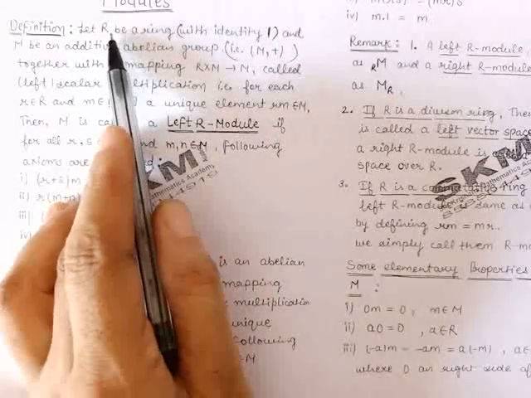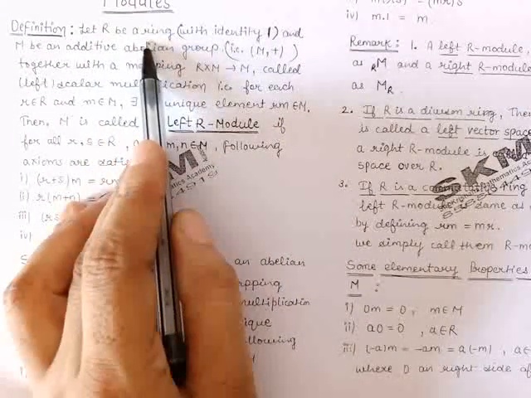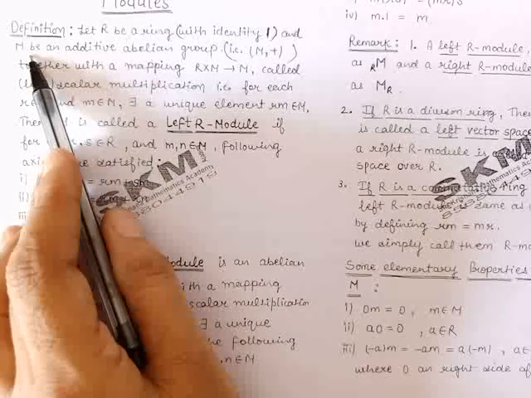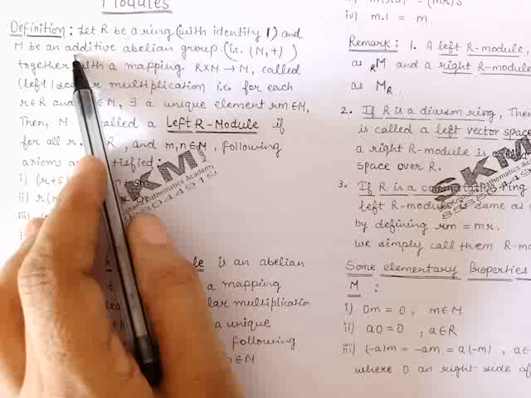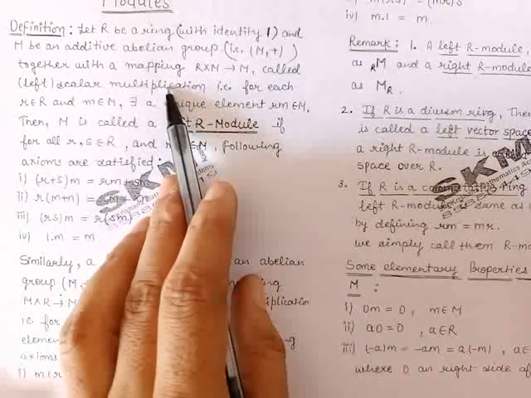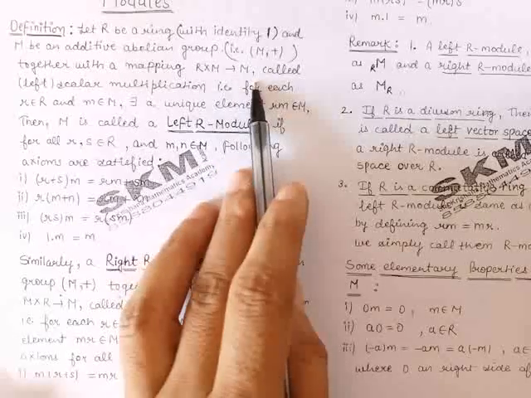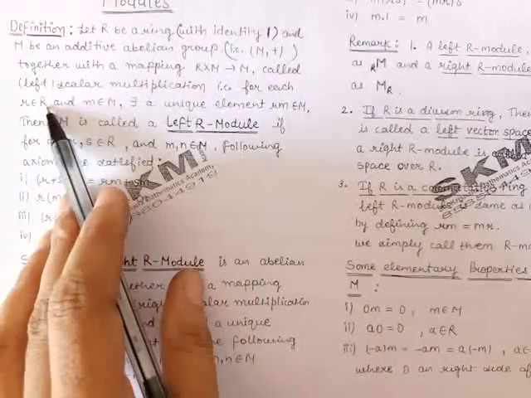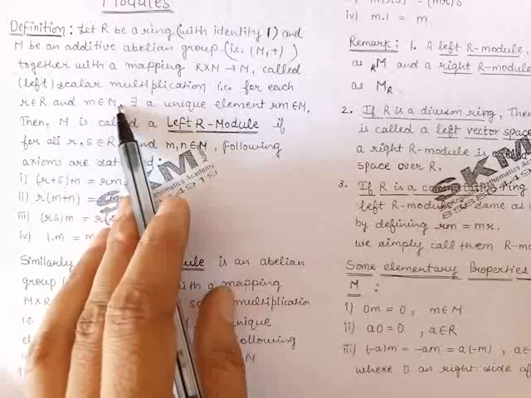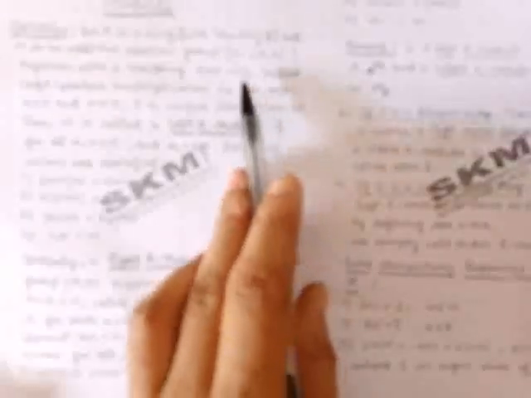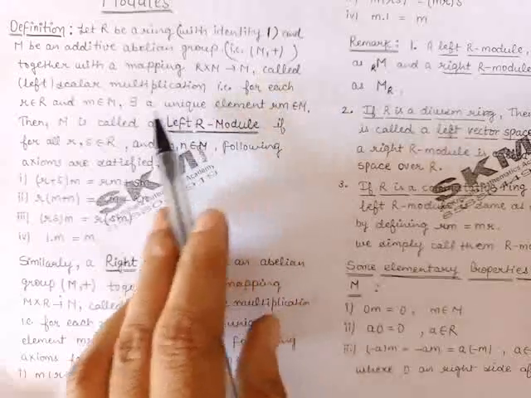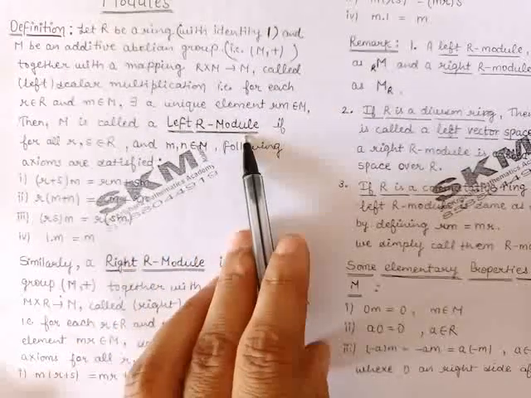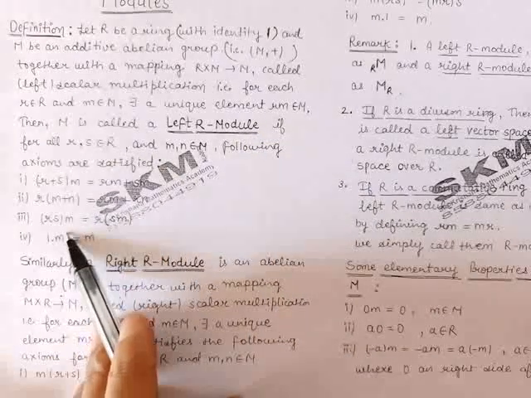To define a module, let R be a ring and M an abelian group under addition, together with a mapping from R cross M into M called left scalar multiplication. This means for each r belonging to R and m belonging to M, there exists a unique element rm which belongs to M. Then M is called a left R-module if the following conditions are satisfied.